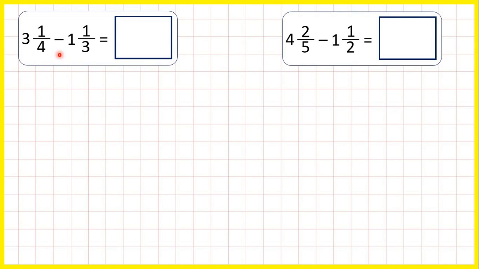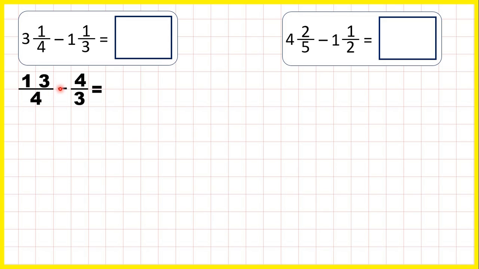So here, again, we're subtracting mixed numbers, but the method we're going to use this time is to turn these mixed numbers into improper fractions. So as an improper fraction, 3 1/4 is 13 quarters, because 3 times 4 is 12, plus 1 is 13, the denominator stays the same, and we're subtracting 1 1/3, which as an improper fraction is 4/3, because 1 times 3 is 3, plus 1 is 4.